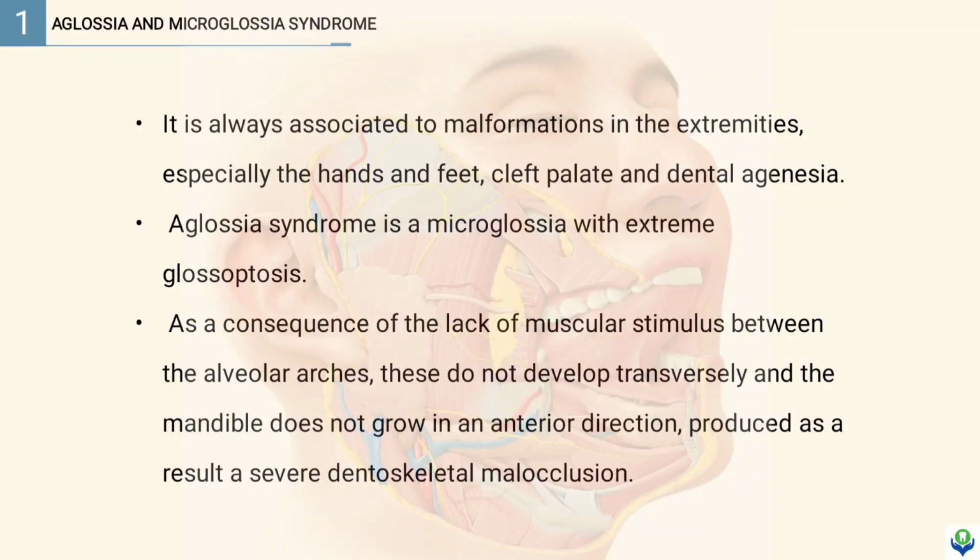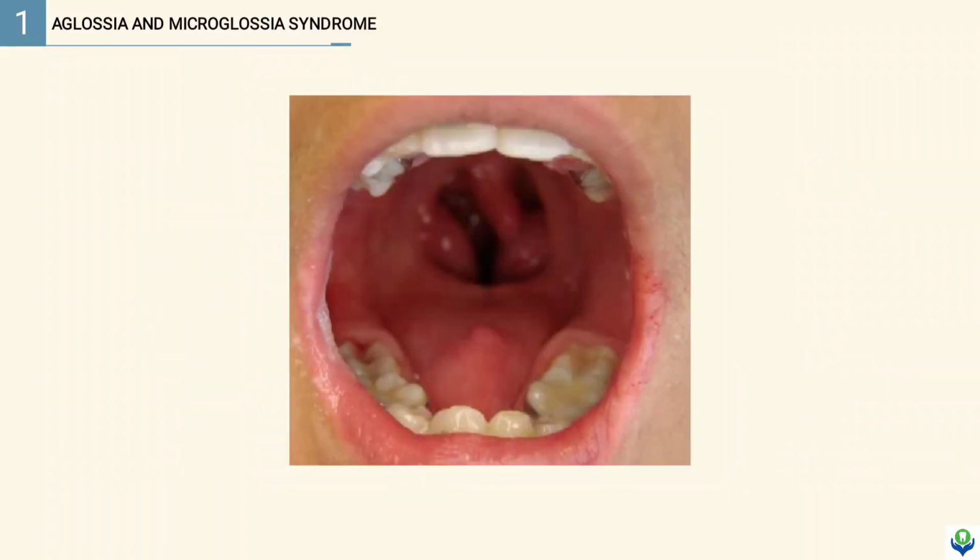Aglossia syndrome is a microglossia with extreme glossoptosis. As a consequence of the lack of muscular stimulus between the alveolar arches, these do not develop transversely and the mandible does not grow in an anterior direction, resulting in severe dentoskeletal malocclusion. Here is a picture depicting aglossia and microglossia syndrome.